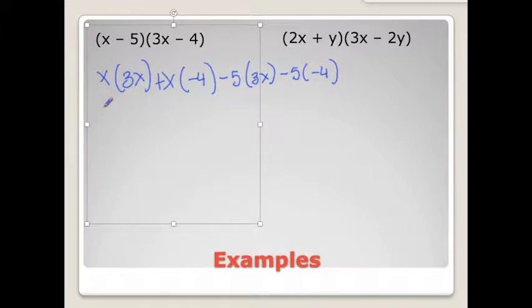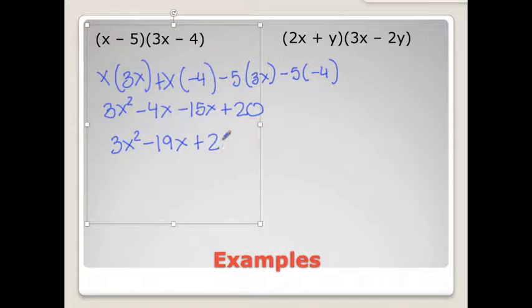Okay, so x times 3x will be 3x squared. X times negative 4 would be negative 4x. Negative 5 times 3x would be negative 15x. And negative 5 times negative 4 would be positive 20. Okay, now let's combine like terms. So negative 4x and negative 15x are like terms. So our final answer will be 3x squared minus 19x plus 20.